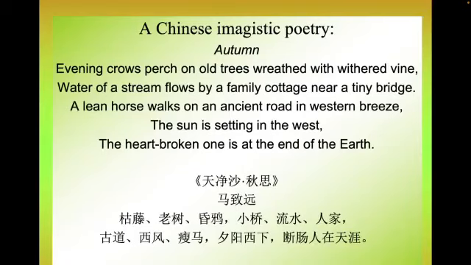So we said, looking at the Chinese poetry and the Japanese haiku, it is quite an influence on most of these Imagist poets in America. So let's take a look at one, for example, about autumn. Evening crows perch on old trees, wreathed with withered vine. Water of a stream flows by a family cottage near a tiny bridge. A lean horse walks on an ancient road in western breeze. The sun is setting in the west. The heartbroken one is at the end of the earth.